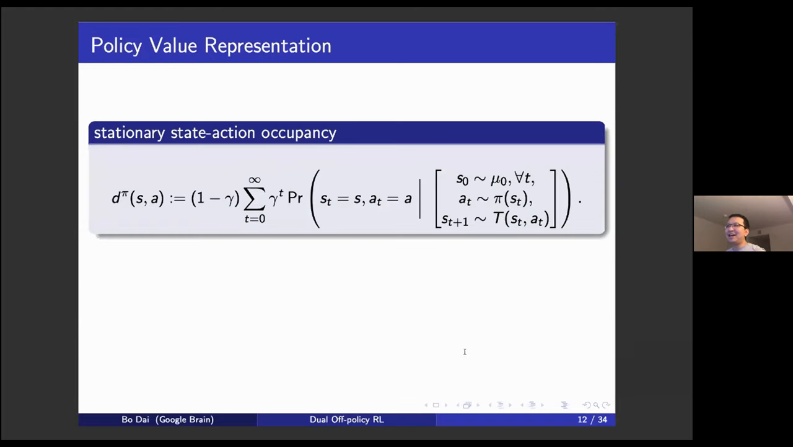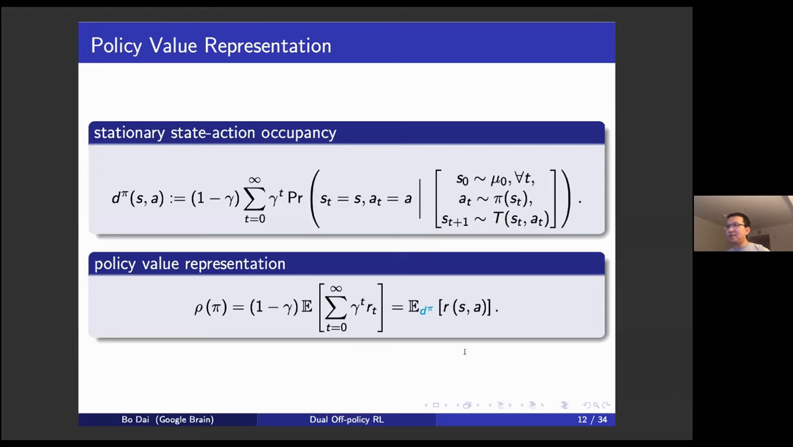Okay, let's see. I define another term, which is called the stationary state-action occupancy. You may think this is very tedious, but let me tell you what it is trying to say. This distribution just says: after you execute your policy on the MDP, and this Markov chain goes to stationary, what is the stationary distribution of that? This definition just tries to describe that kind of distribution. And why do we want to define this distribution?